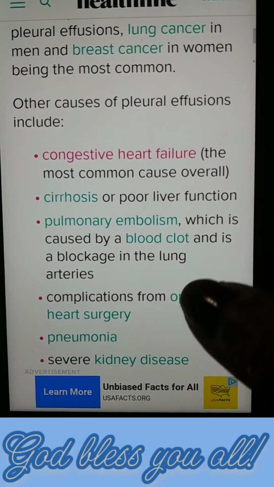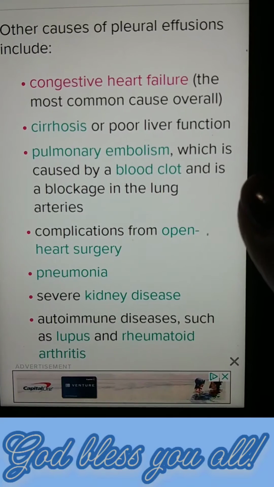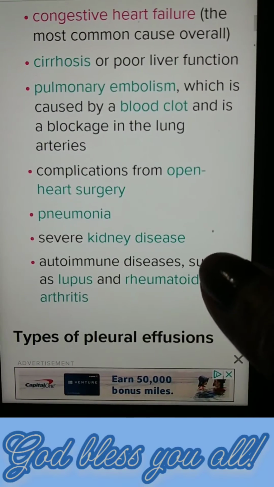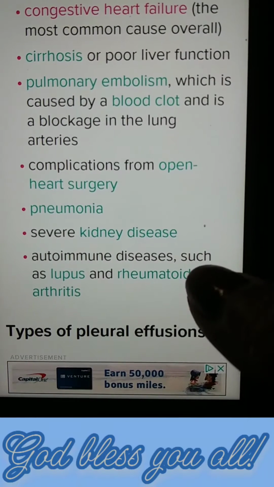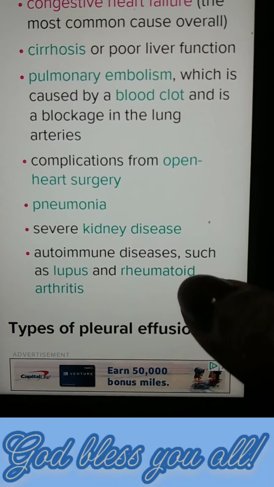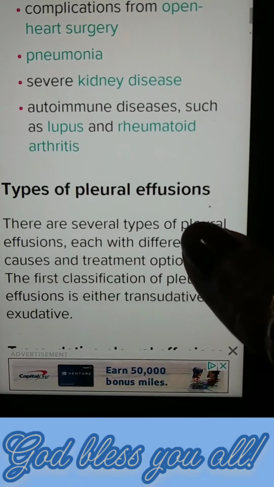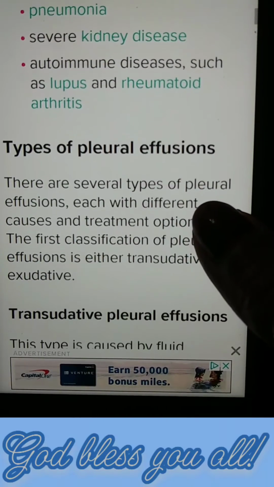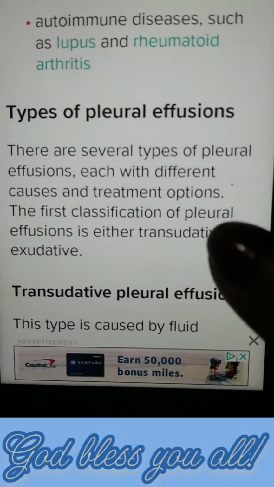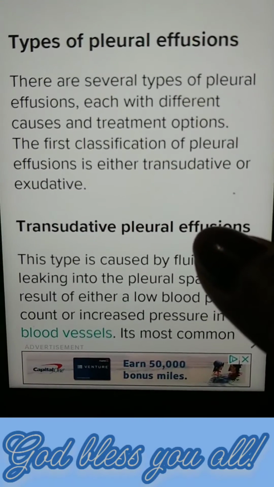common. Other causes of pleural effusion include congestive heart failure, the most common cause overall, cirrhosis or poor liver function, pulmonary embolism, which is caused by a blood clot and is a blockage in the lung arteries, complications from open heart surgery, pneumonia, severe kidney disease, autoimmune disease such as lupus and rheumatoid arthritis.